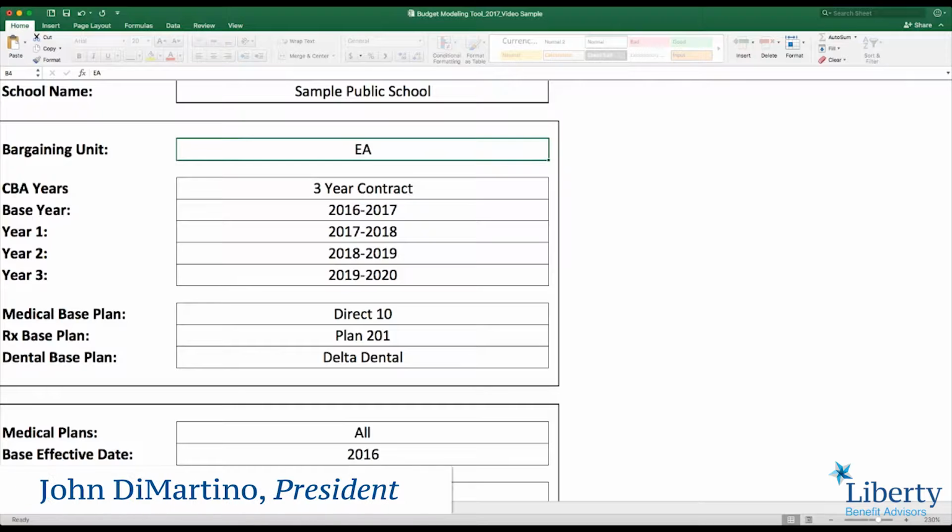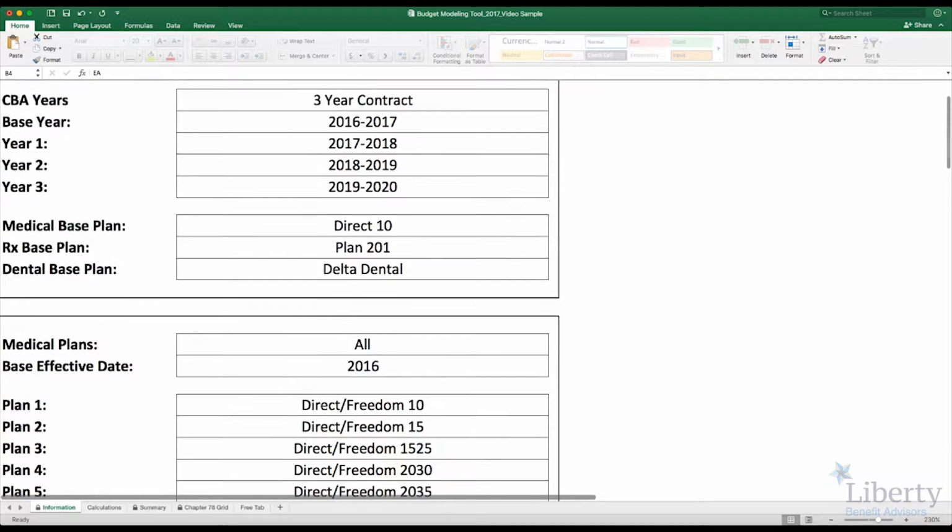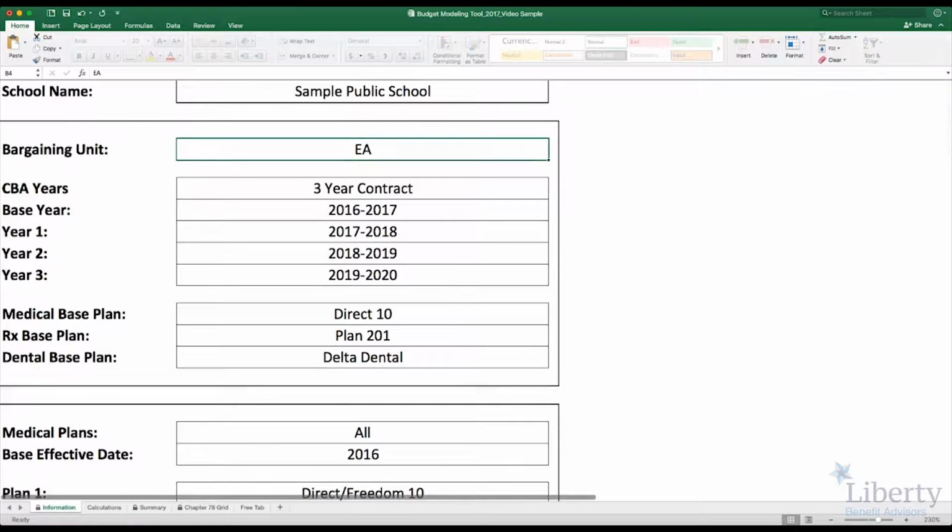There are videos which explain how to upload the information and provide a brief overview of what everything is. But in brief, the first tab is the Information tab. That's where we upload all of the plan information. In this example, the school district is in the SEHBP, so we must choose one of those plan options.